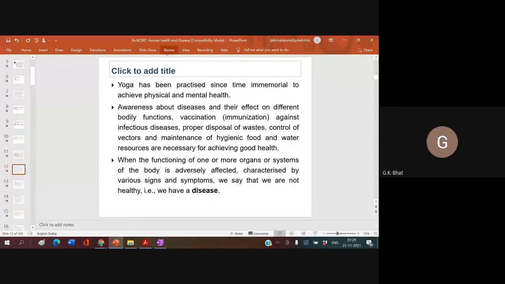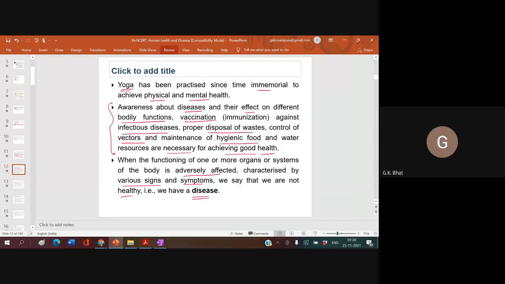Yoga has been practiced since time immemorial to achieve physical and mental health, which is why we have International Yoga Day, 21st June. Awareness about diseases and their effect on different bodily functions, vaccination against infectious diseases, proper disposal of waste, control of vectors, and maintenance of hygienic food and water resources are necessary for achieving good health. When the functioning of one or more organs or systems of the body is adversely affected, characterized by various signs and symptoms, we say that we are not healthy, we have a disease.